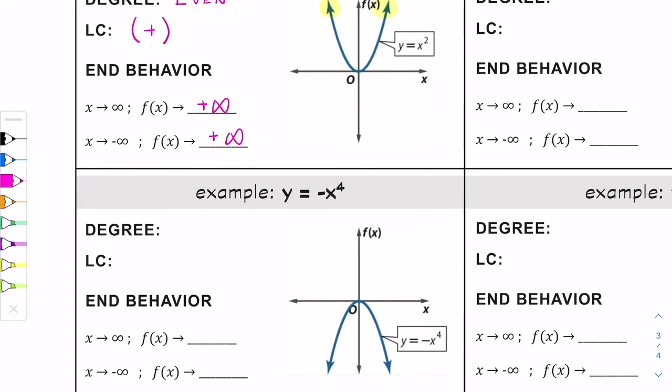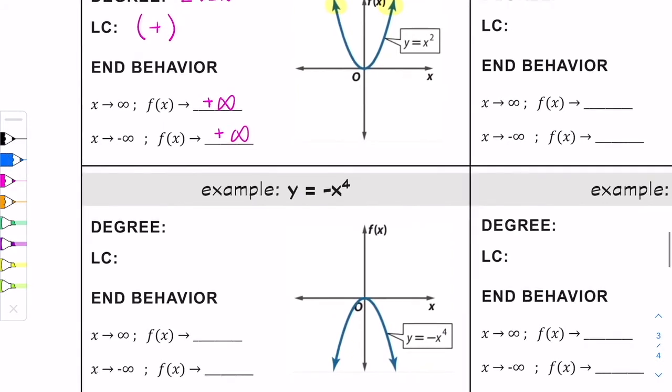Our next example, we have y is equal to negative x raised to the 4th power. This would technically be negative 1x raised to the 4th power. Our degree is 4, which is an even number, and our leading coefficient is negative 1, so it's a negative value. Whenever you have an even degree and a negative leading coefficient, both ends of your graph are facing down or towards negative infinity.